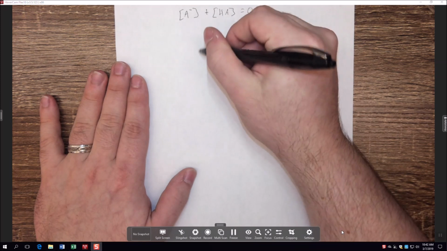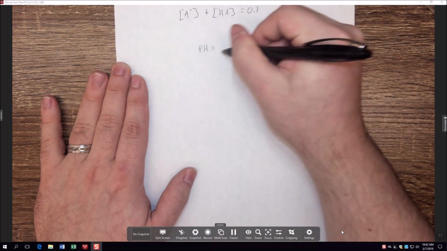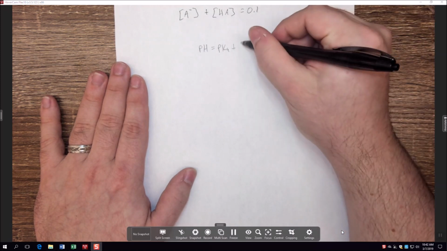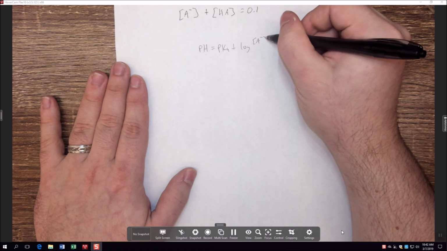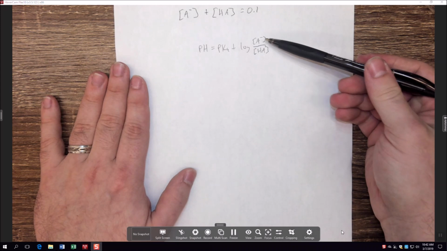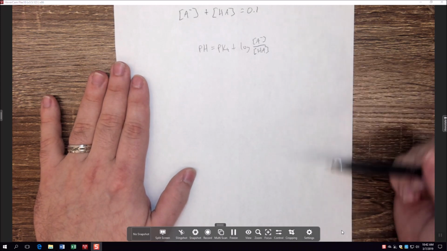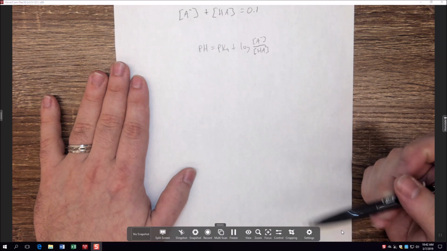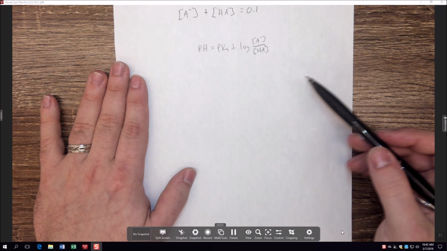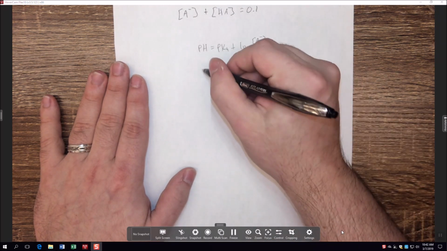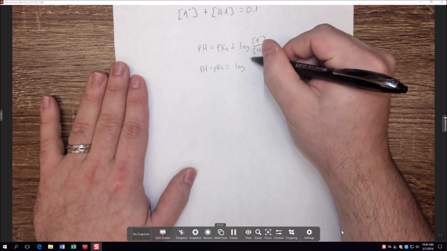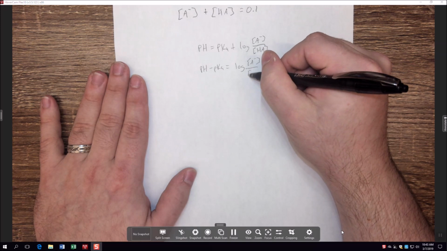To do that, we're going to start with the Henderson-Hasselbalch equation for this experiment, which is pH is equal to pKa plus the log of A minus over HA. What we want to do is solve for either A minus or HA. I'm going to choose to solve for A minus. So the first thing we need to do is isolate A minus in this equation. To do that, we subtract the pKa from both sides, and we end up with pH minus pKa is equal to the log of A minus divided by HA.